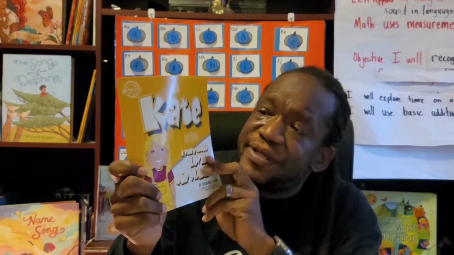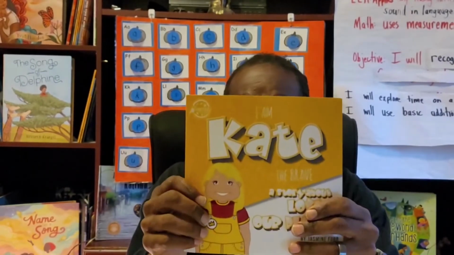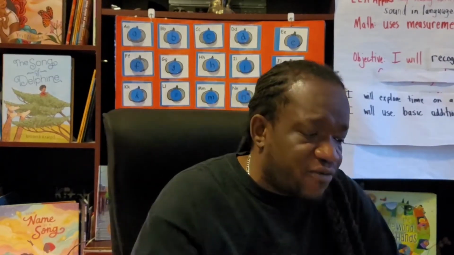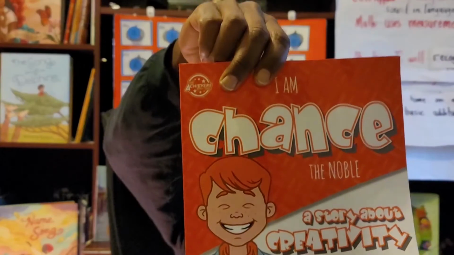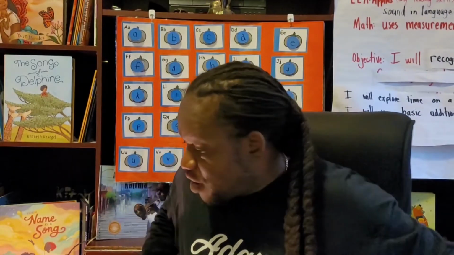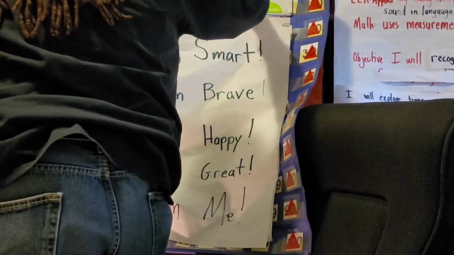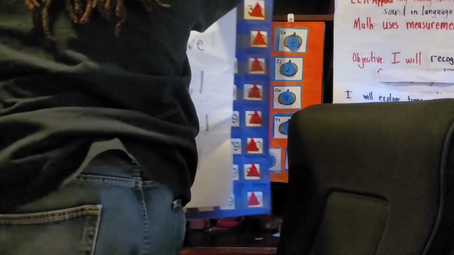The name of the book I'm reading today is I Am Kate, the Brave, a story about loving our planet. I'll talk about it in a second. We also have read I Am Chance the Noble, I Am Ace the Great, and we read our first book, I Am Queen the Dreamer, and You Are Great. And in all of her books, she has what she calls daily affirmations.